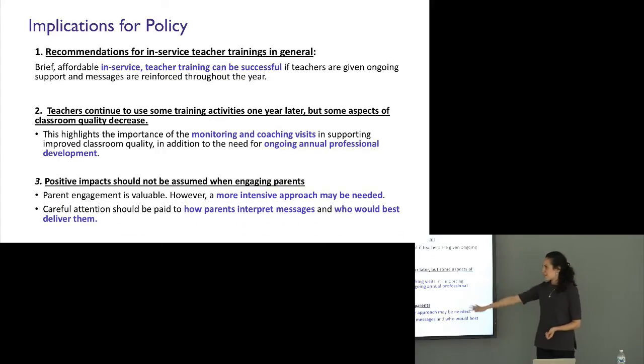And then the last is that we should not assume we're going to have positive impacts if we engage parents. I think a lot of the assumption is that it's always a good thing, and we don't think hard enough about the approach we take, or how parents are interpreting the messages of different trainings, and also who's delivering them. Looking back, and from the few meetings I attended, I don't think the district education coordinator was the right person to deliver these messages to parents.